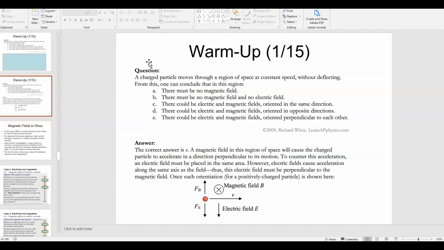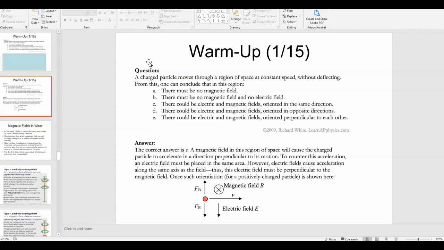C says there could be electric and magnetic fields oriented in the same direction. Just to remind you really quickly how electric fields work, the electric force on a positively charged particle is going to be parallel to the electric field, in the same direction as the electric field. That's how the electric field direction is defined. It's defined as the direction a positive charge would feel a force.